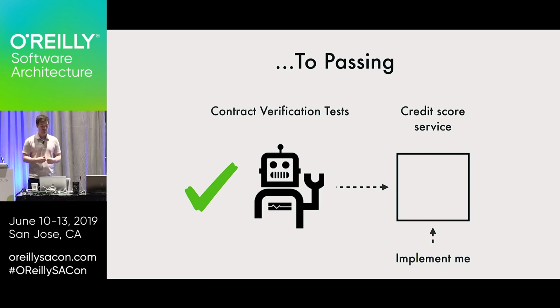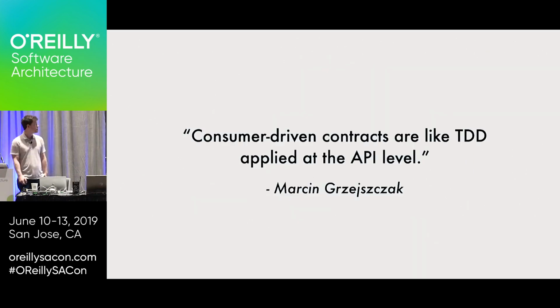An interesting quote is one from Marcin, one of the core contributors to Spring Cloud Contract. And he says, consumer-driven contracts are like TDD applied at the API level. And I think that's something really interesting to think about, because we're taking all the benefits of TDD. We start with a functional requirement, and from the outside in, we start to implement things by making tests pass. Eventually, we hit the network, and why not apply the same concepts of TDD over the network?